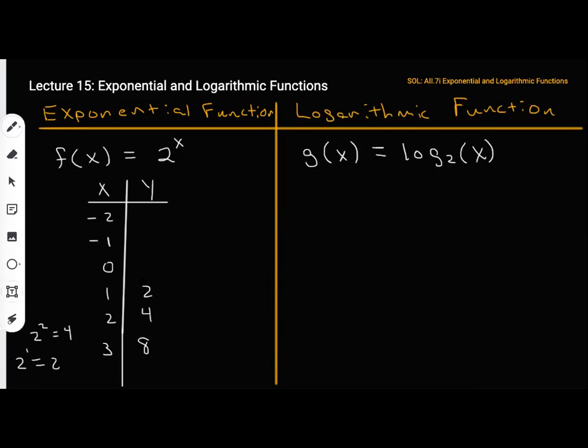And now let's do the 0. If we plug in 0, we get 2 to the 0 power, which is just 1. Anything to the 0 power is 1, except for 0, of course.